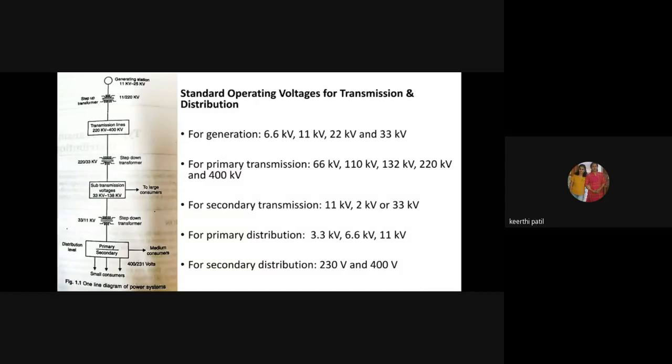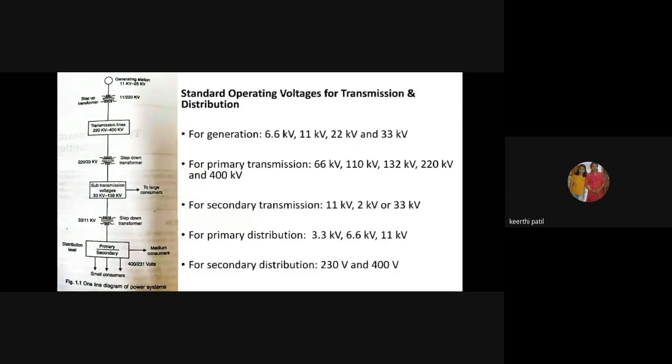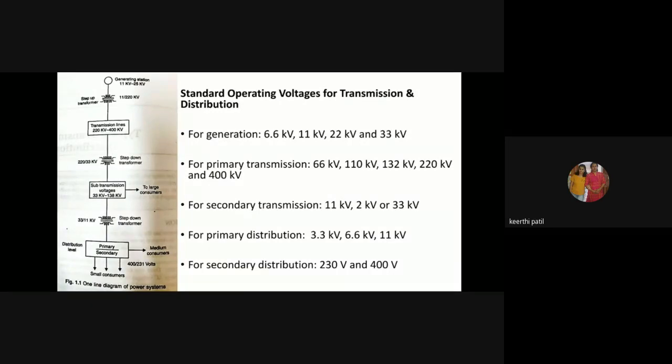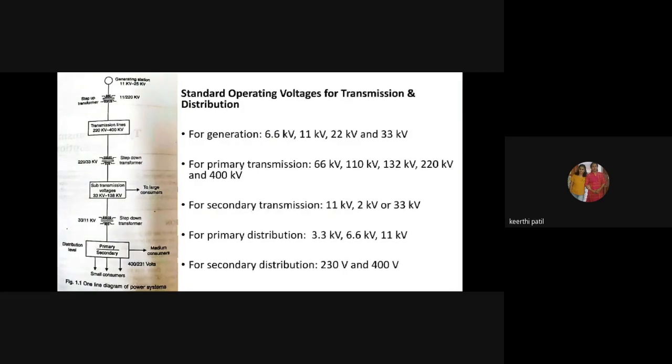Generation happens at 11 kV to 25 kV or 33 kV, whatever. So from that kV, why is it stepped up to such a high voltage of up to about 400 kV? Here the diagram shows 220 kV, but the maximum limit written there is 400 kV, the primary transmission. Why is it generated at 25 kV or 33 kV and then increased to such a heavy level of 400 kV? What is the necessity of such a high voltage? That we will be doing.